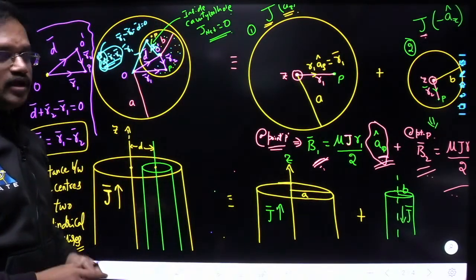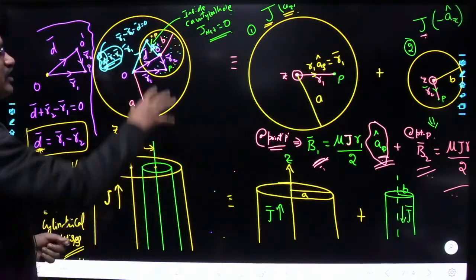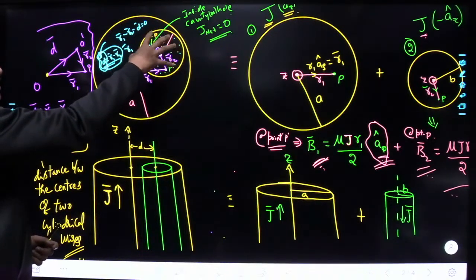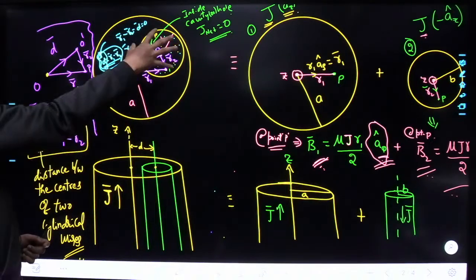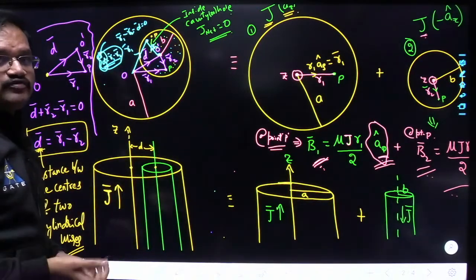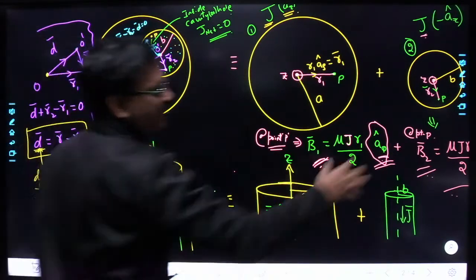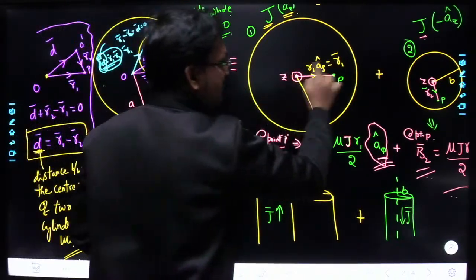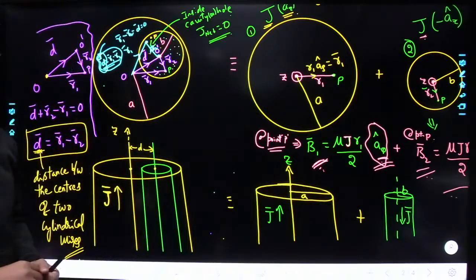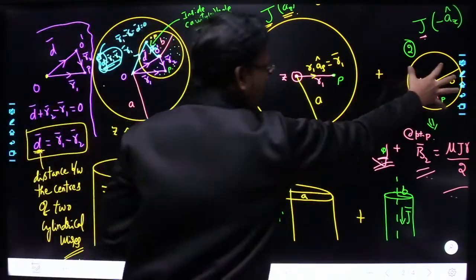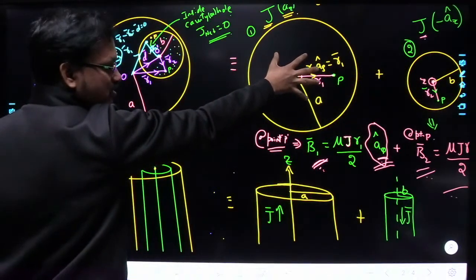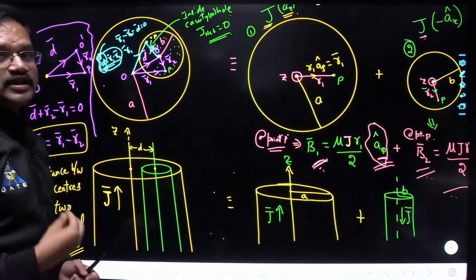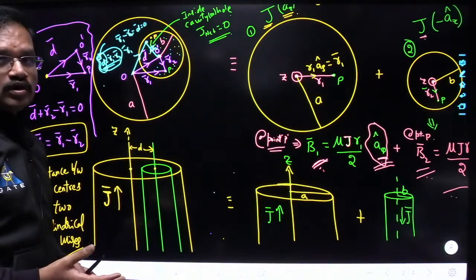Okay? Understood? Okay. Now for the same problem here, if I take this cavity and keep it exactly at the center here, then what is the B field inside the cavity you are going to get? See, if I keep it exactly at the center, then the distance between the centers of these two cylindrical wires will become equal to 0, and hence you are going to get the B field also equal to 0.